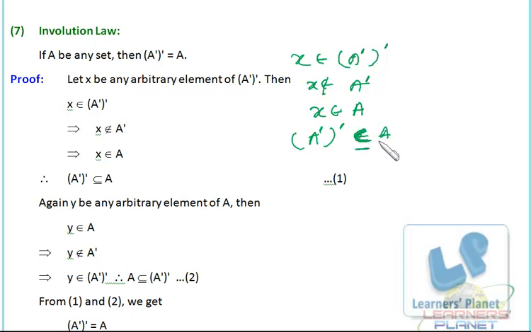Okay, similarly we can start with A, this side. So I take Y belongs to A. That means Y doesn't belong to A dash. That means Y belongs to A dash whole dash, right? So Y belongs to A and Y belongs to A dash whole dash. That means this is subset of this. Okay, so this is subset of this. This is also true and this is also true. So both of them are subset of each other. That means both of them are equal. As simple as that.